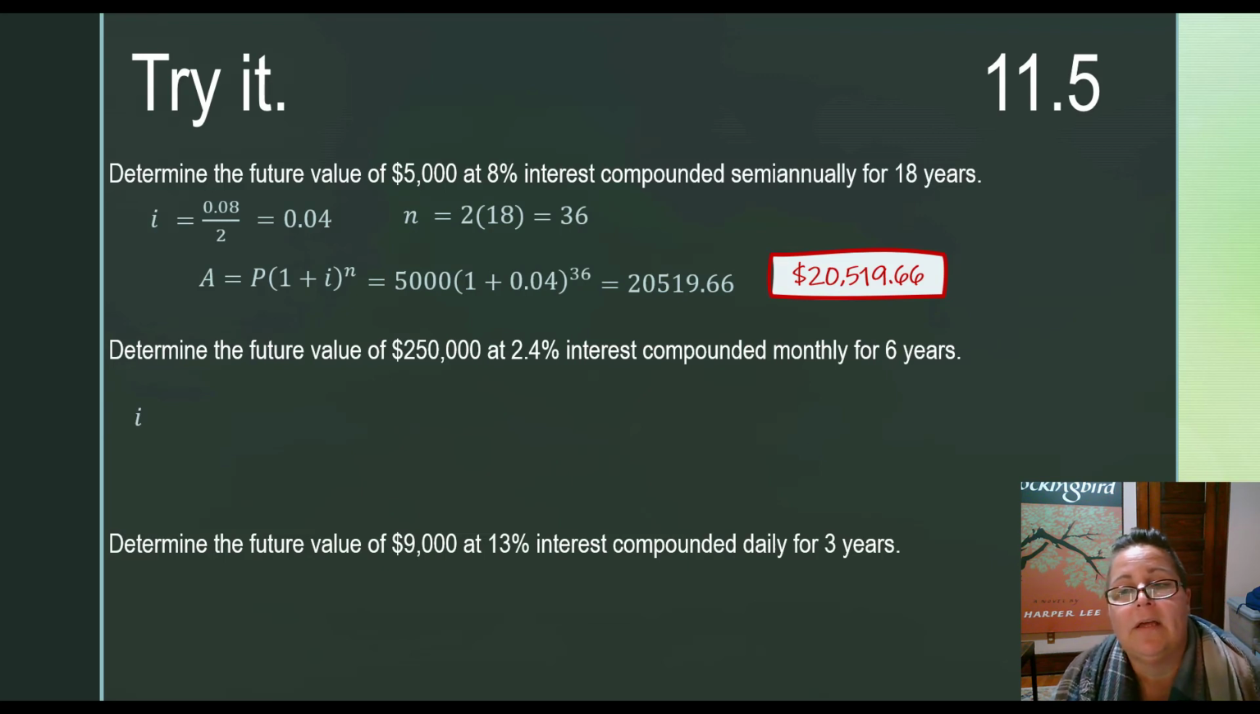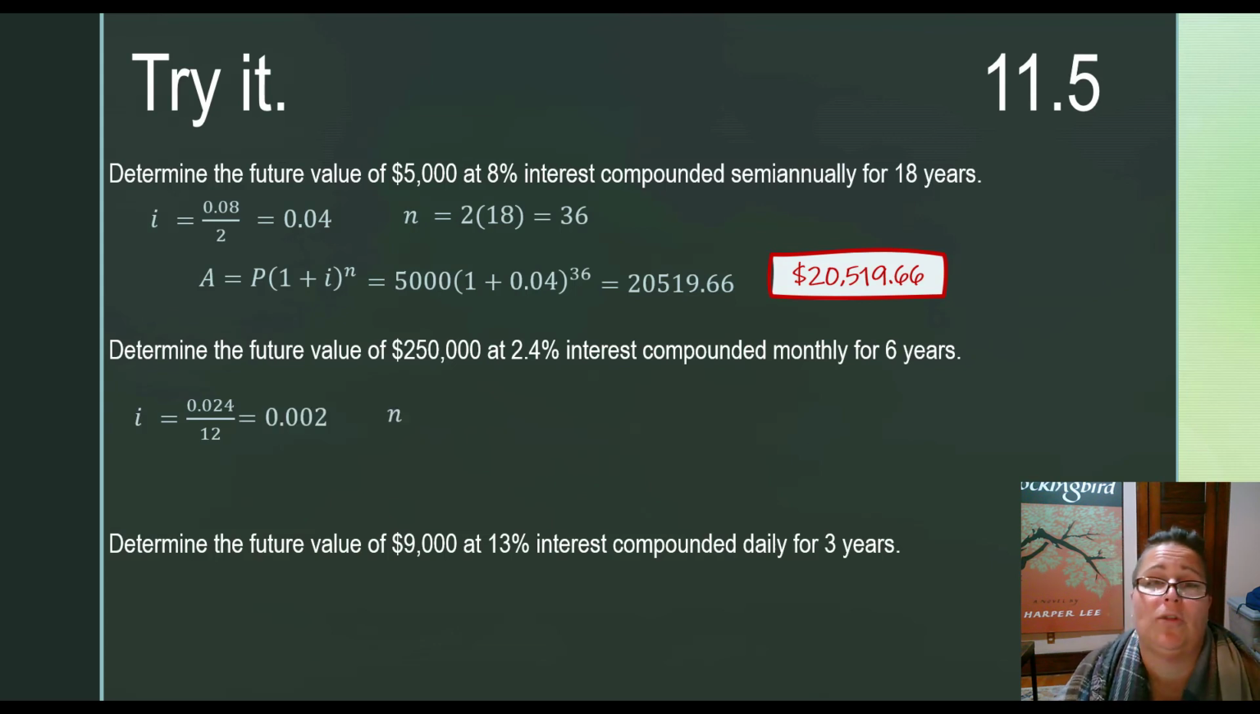Second example, the value of $250,000 at 2.4% interest compounded monthly for 6 years. 2.4% interest as a decimal would be 0.024. We're going to divide that by a monthly compound of 12 compounds in 1 year, to get 0.002. Total number of compounds would be the 12 per year for 6 years, or 72.